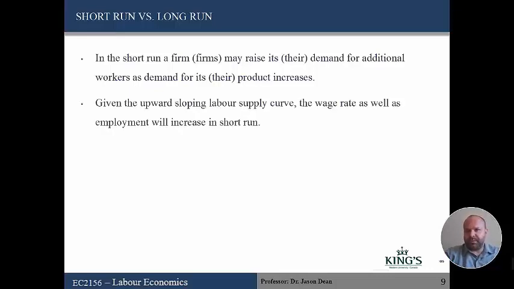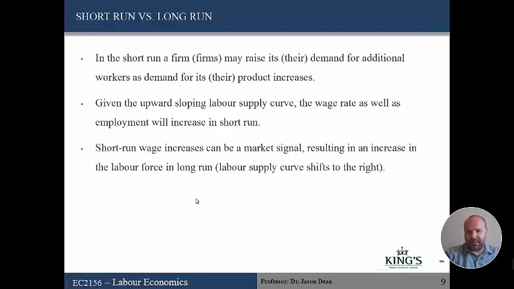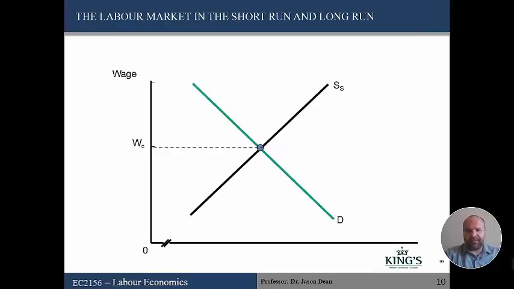Suppose the demand curve in the product market were to increase. It's possible that they may face an upward sloping labor supply curve. But a short run wage increase can be a signal for workers to want to move into that labor market, and when that happens, that will drive the wage back down. Let's look at an illustration.